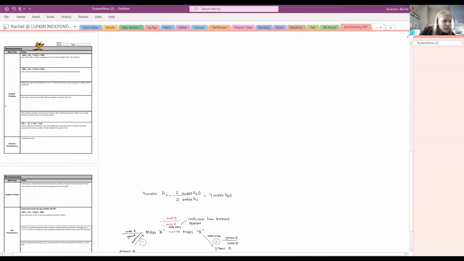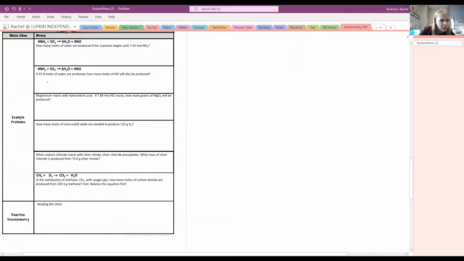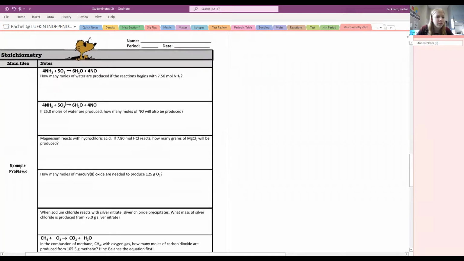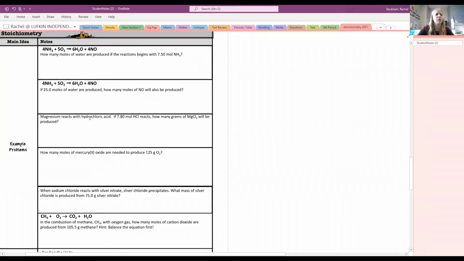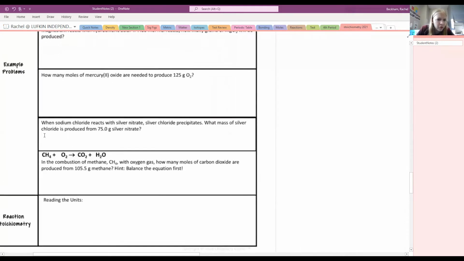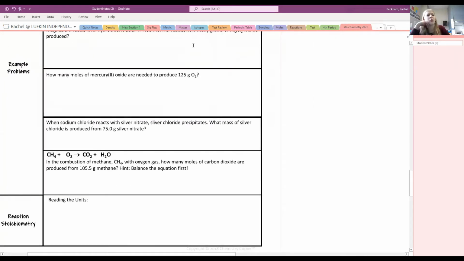Most of my class for every period finished at least a couple of these. Depending on each class, they may have been one problem off from one another on what we completed on this page, but go to this page. I think it's the first page of your notes because they're kind of in a weird order. Let's do the one on sodium chloride right here, when sodium chloride reacts with silver nitrate. Okay, so as soon as you read that problem, you should notice that you don't have an equation. So we need to write the equation.